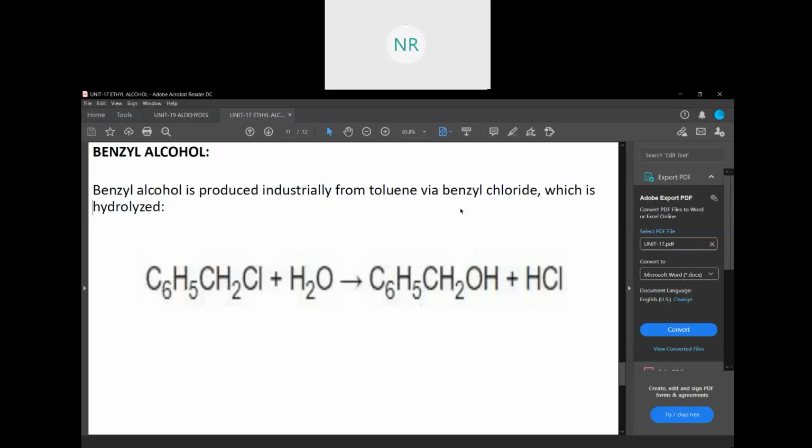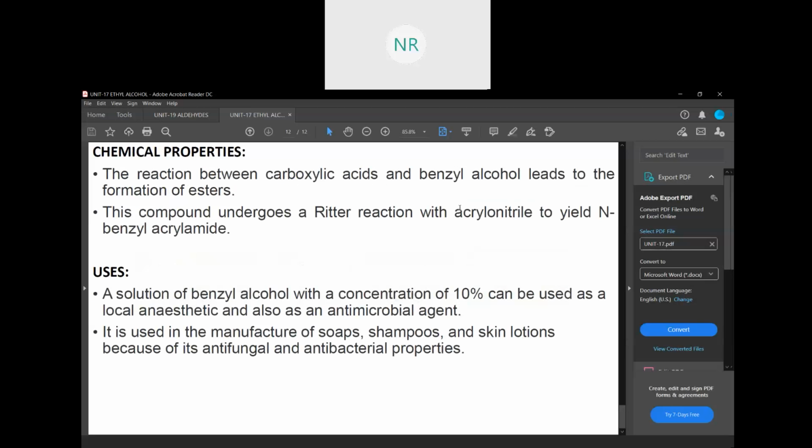So benzyl alcohol is produced industrially from toluene via benzyl chloride, which is hydrolyzed. Okay, so benzyl chloride is C6H5CH2Cl plus H2O gives us benzyl alcohol plus hydrochloric acid. So this is your industrial preparation of benzyl alcohol. So chemical properties.